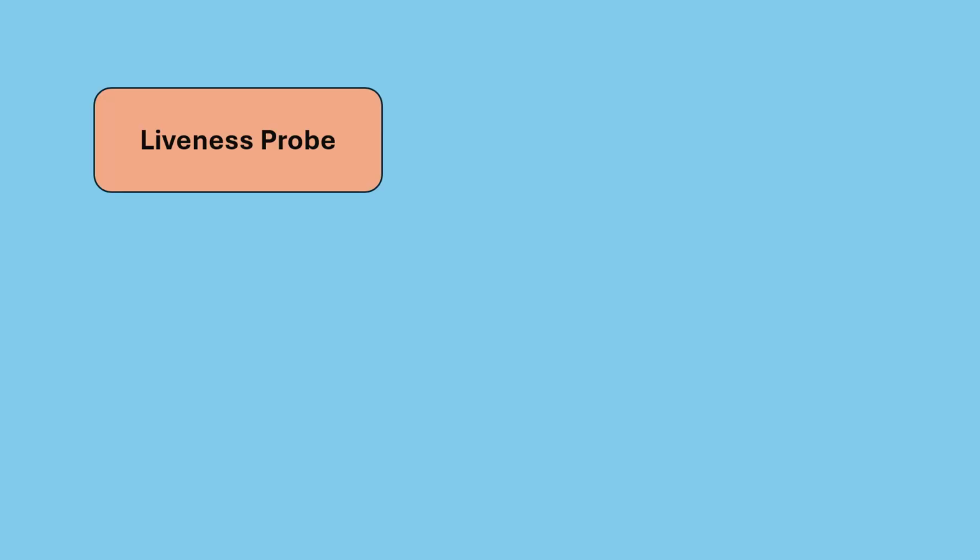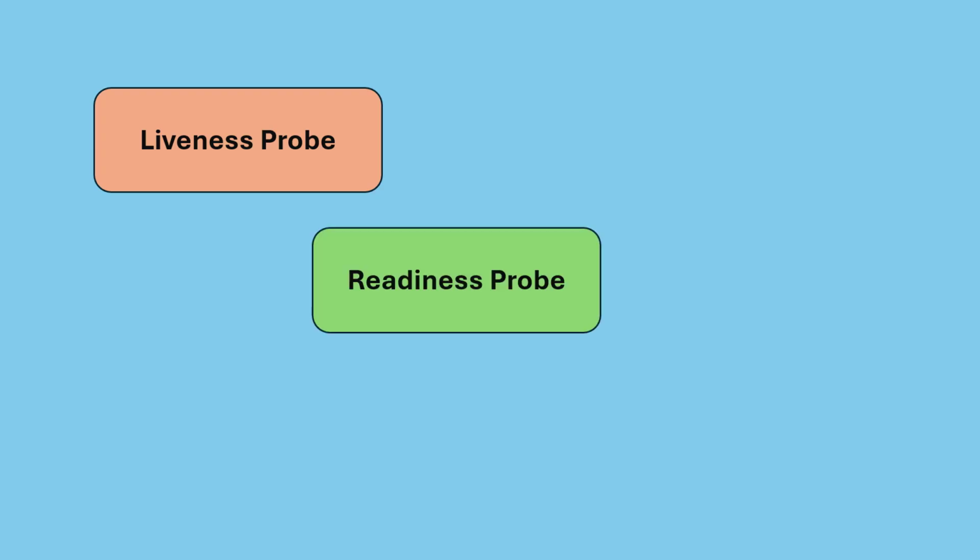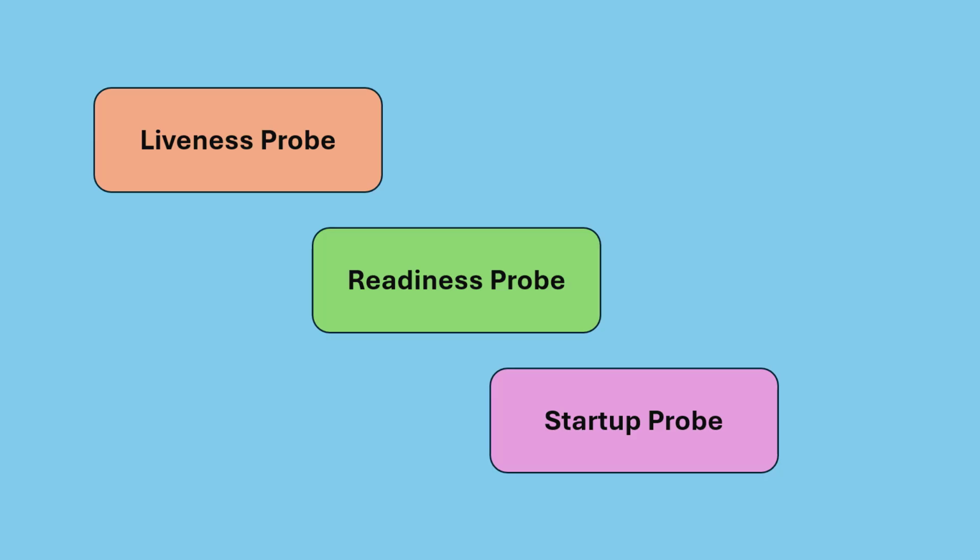I am Nikhil Kumar. In the last three videos, we saw how Kubernetes uses three types of probes: the liveness probe to detect when a container is dead, the readiness probe to check if it is ready for traffic, and the startup probe to give slow apps a chance to initialize. But here's the thing, in real-world applications, these three don't work in isolation. They work together to keep your app stable.